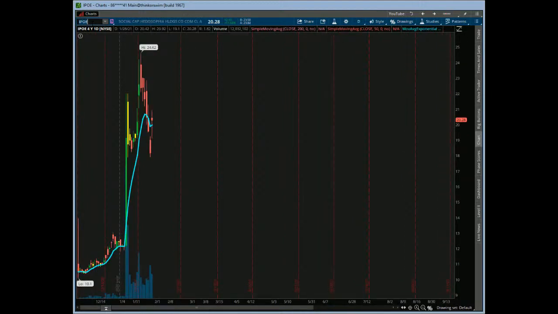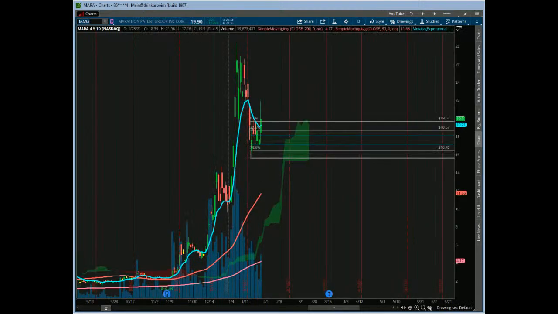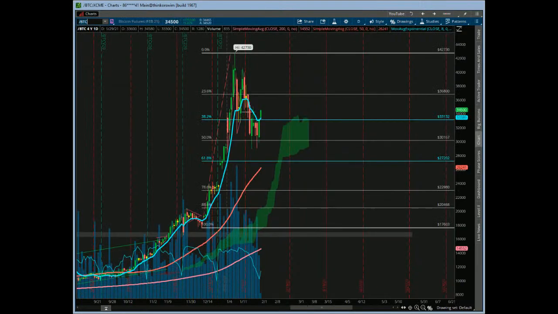IPOE, let's take a look. IPOE is back over the 80MA on this one, so looking kind of interesting there. A little Bitcoin action. How's the Bitcoin looking here tonight? Yeah, Bitcoin's doing good. They held the 50% retrace, so we're back over the 80MA on Bitcoin. You gotta love it.